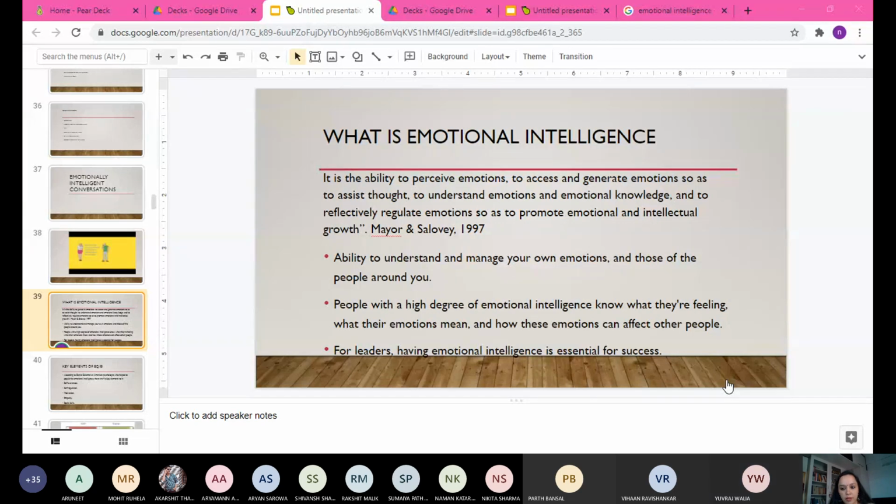Yes, ma'am, Divya. Reaction is instantaneous, while a response has some decoding in it. Okay. Yes, good. Yes, Yuvraj. Ma'am, exactly what Divyam said.